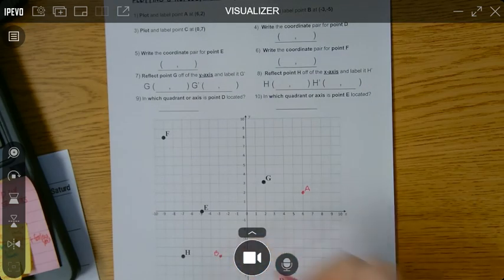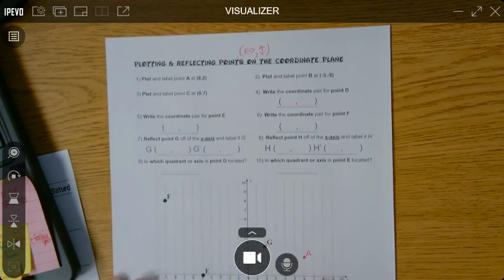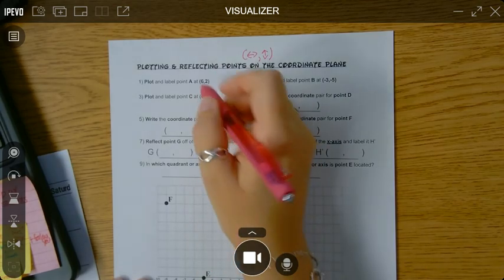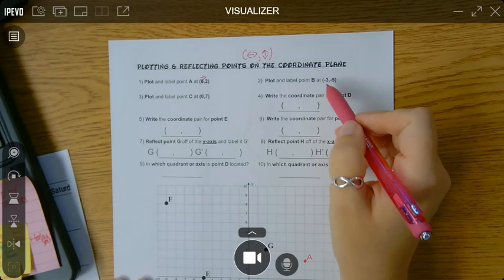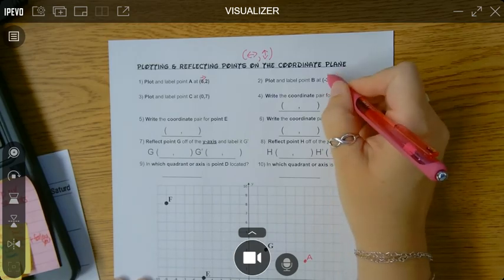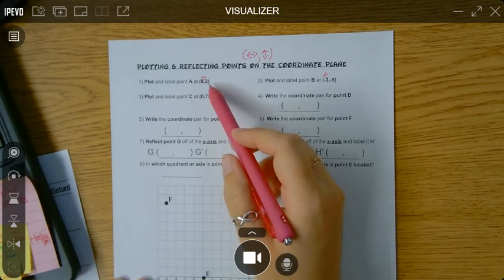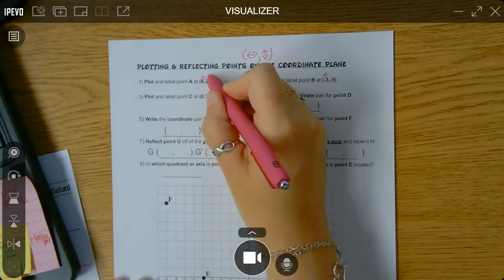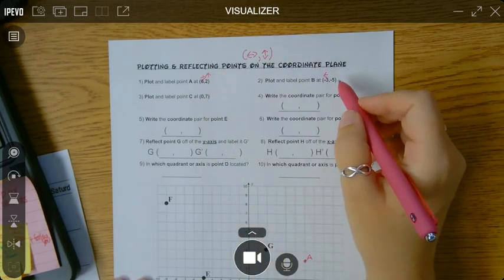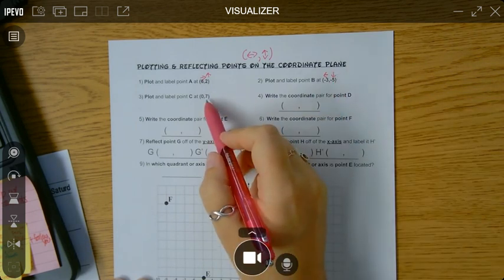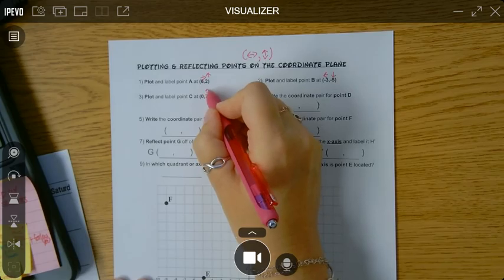Now, if it helps, some people like to actually draw the arrows next to it. They're like, okay, the first number is right or left. So positive would be right, negative would be left. And then they're like, okay, well, that's over nothing. And then the second one is up or down. If it's positive, so up. If it's negative, so I'm going to go down.